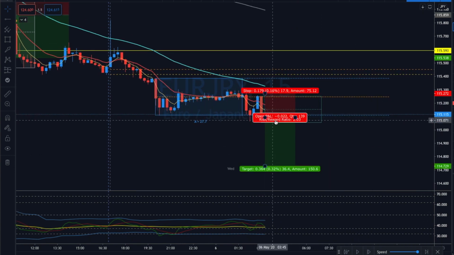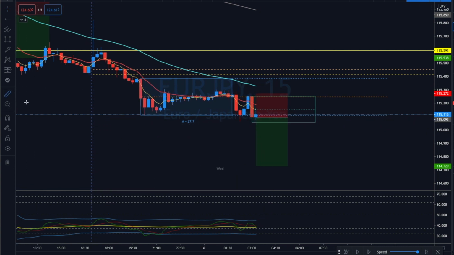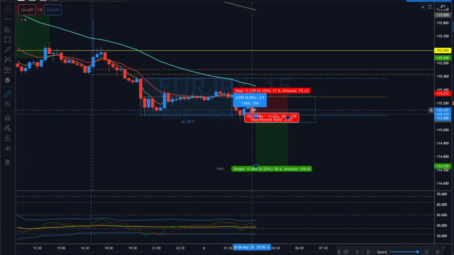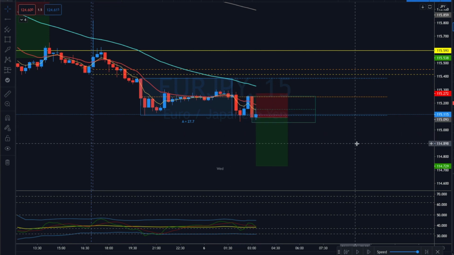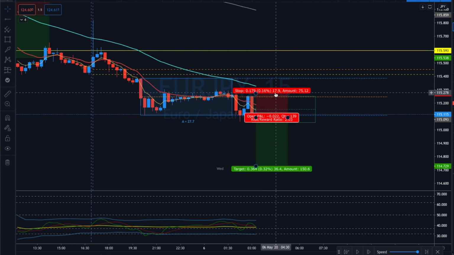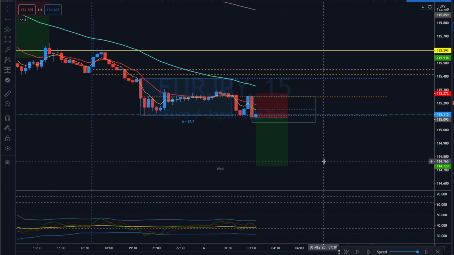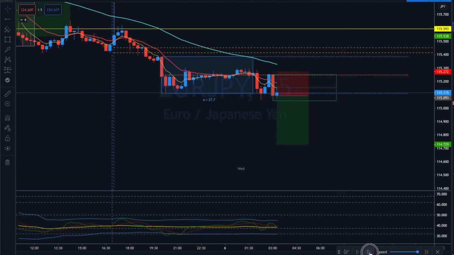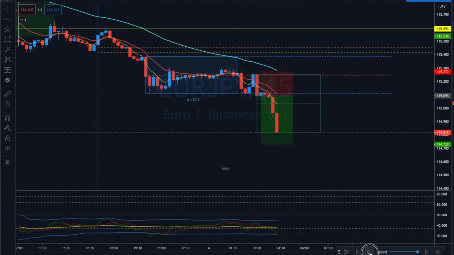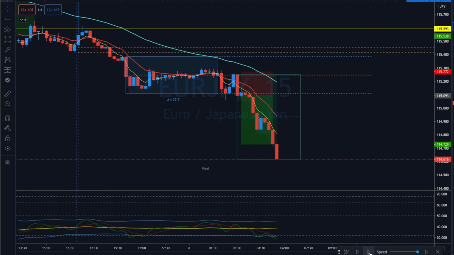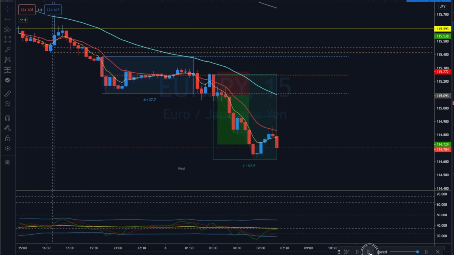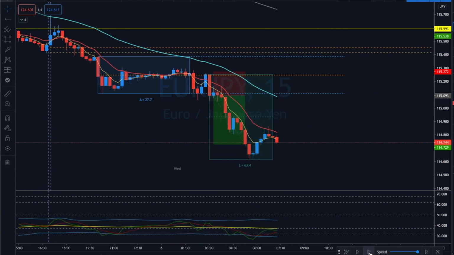So in this case, you did have a pullback. This pullback basically would have saved you about 5 pips or so. So instead of having a 17 pip risk, you would have about a 12 pip risk. So that's exactly what I'm talking about. All right, let's see if this goes down or not. So there's your trade setup there.